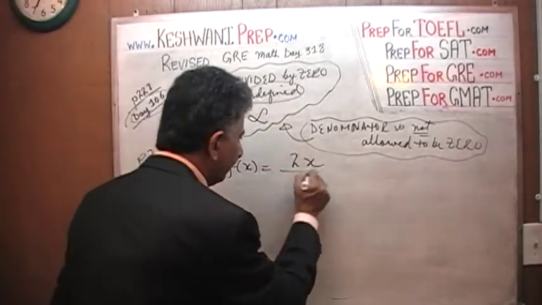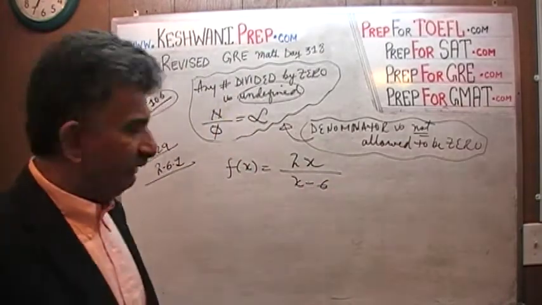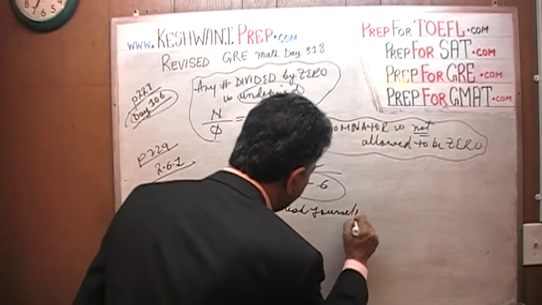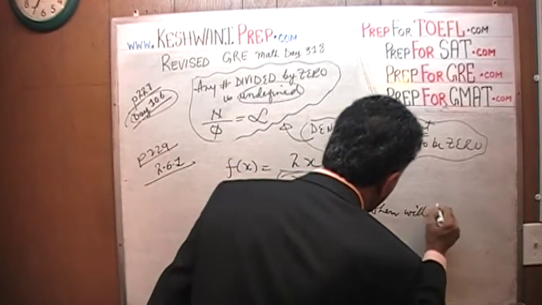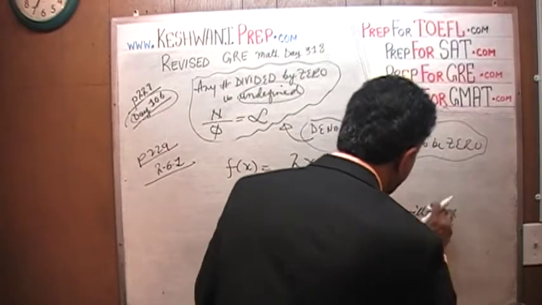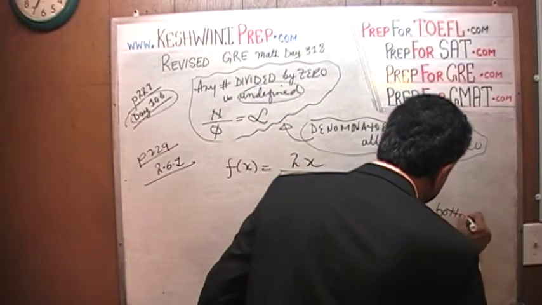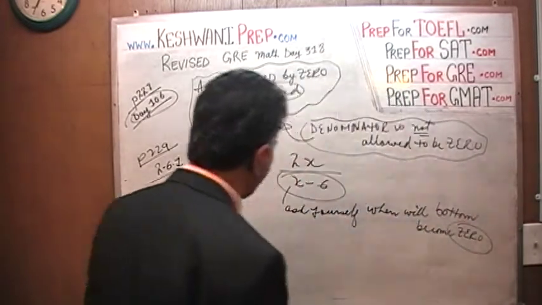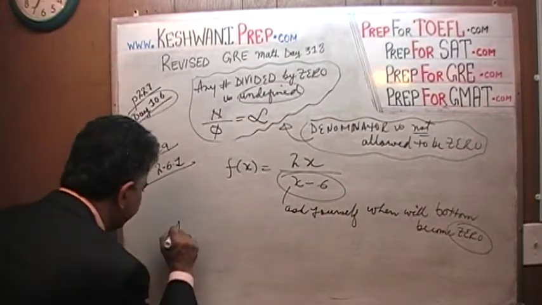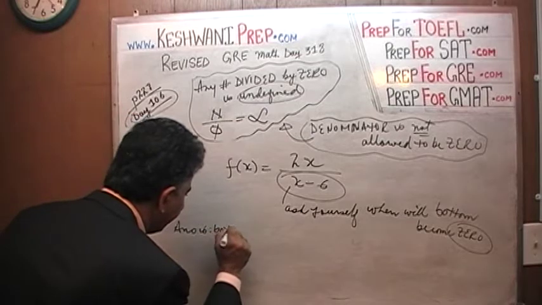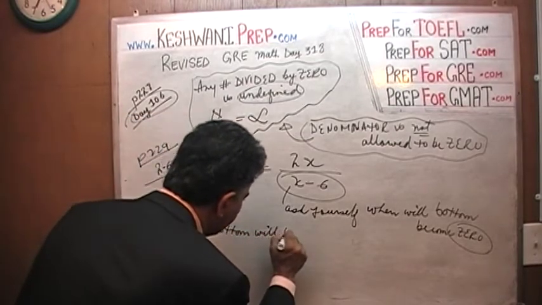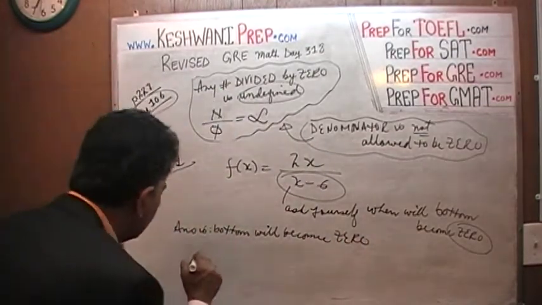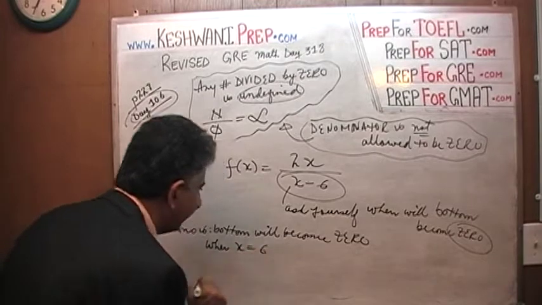But our problem is, in the bottom we have x minus 6. Ask yourself, when will the bottom become 0? The answer is, the bottom will become 0 when x equals 6.